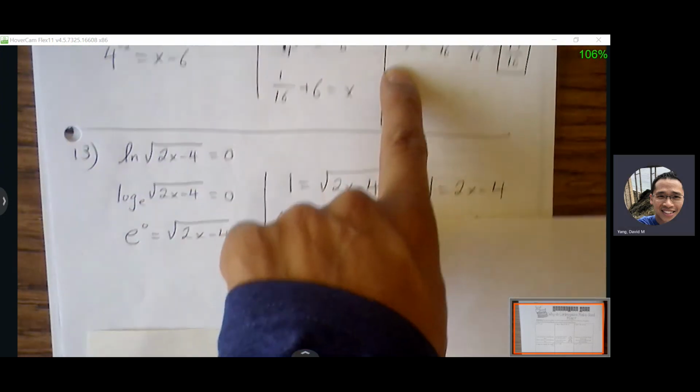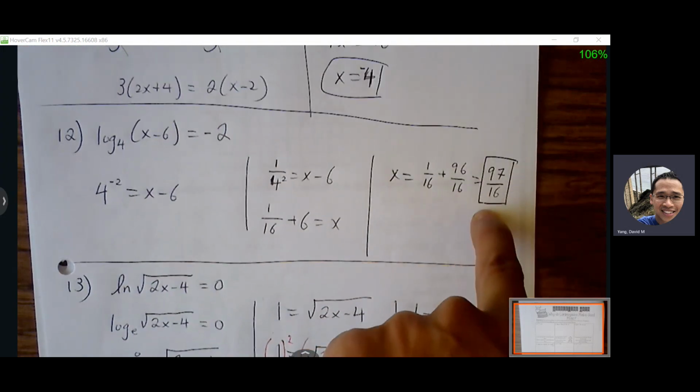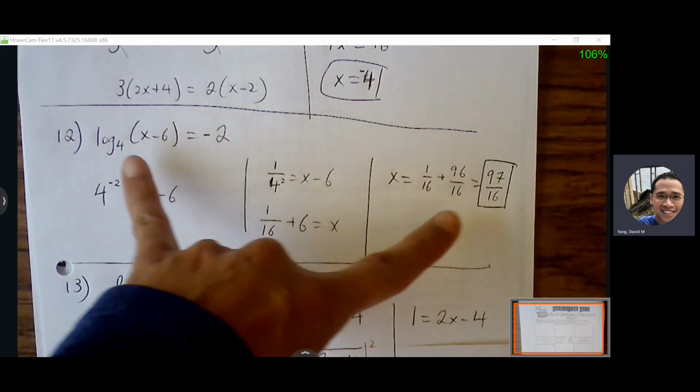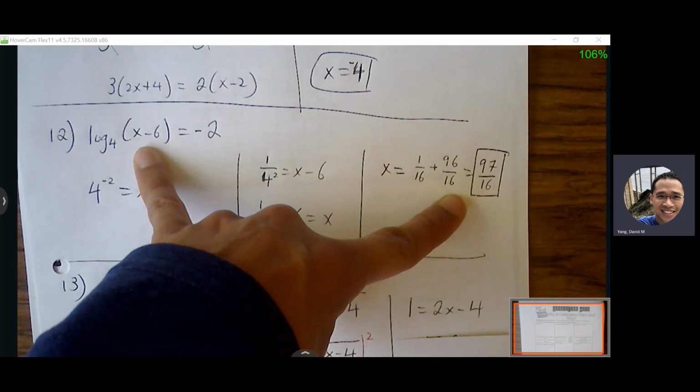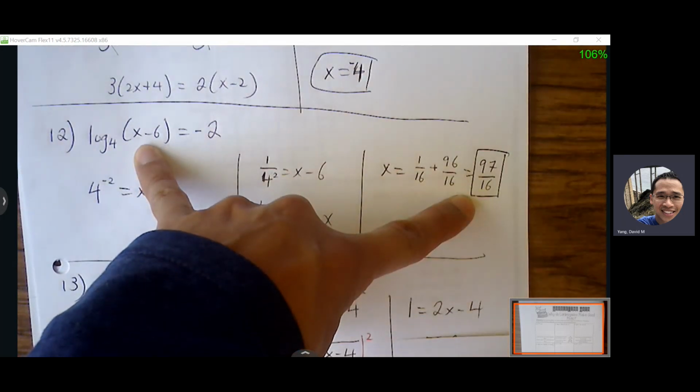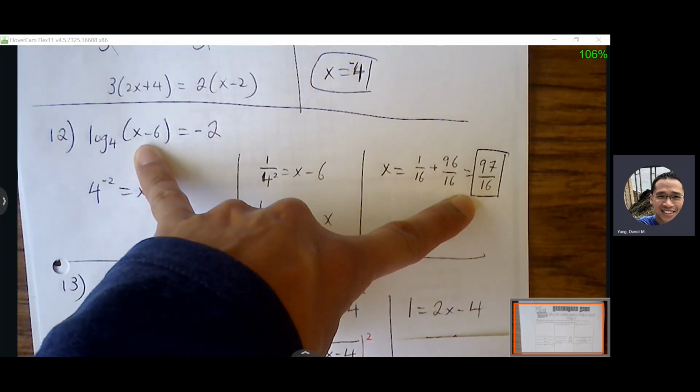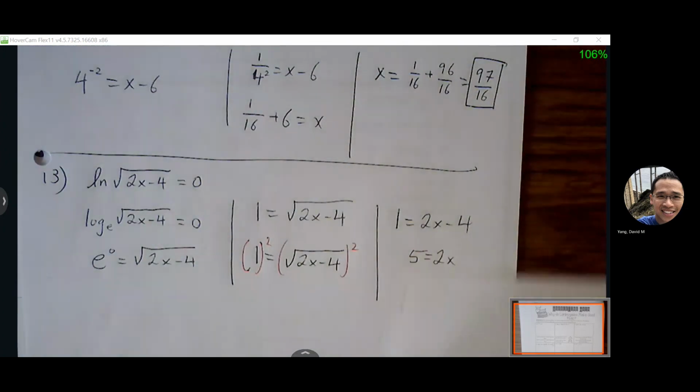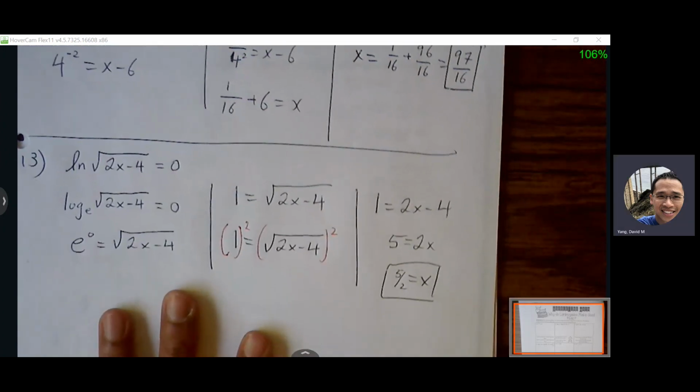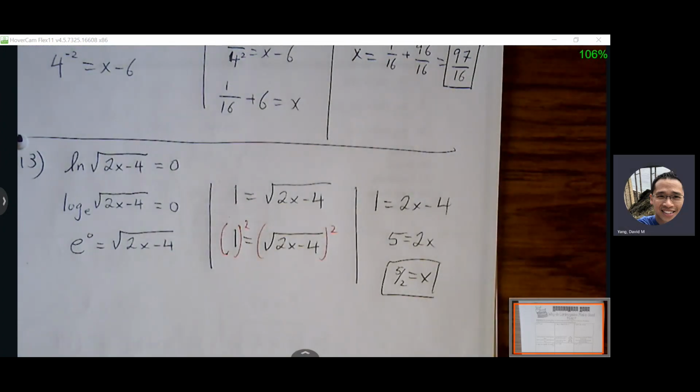Oh, sorry, I forgot to mention the previous problem. Your answer 97/16, if you insert into the argument, it's safe. So it is a valid solution. I forgot to mention checking for extraneous solutions. And add 4 to both sides, divide by 2, 5/2, or you can say x equals 2.5.